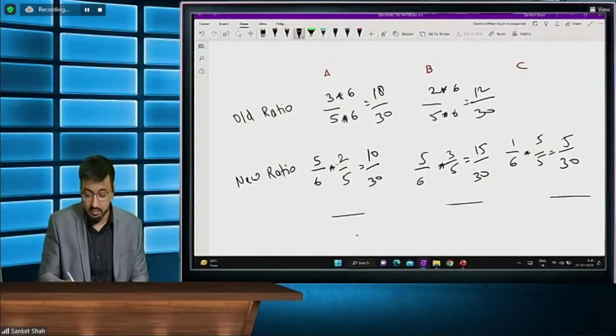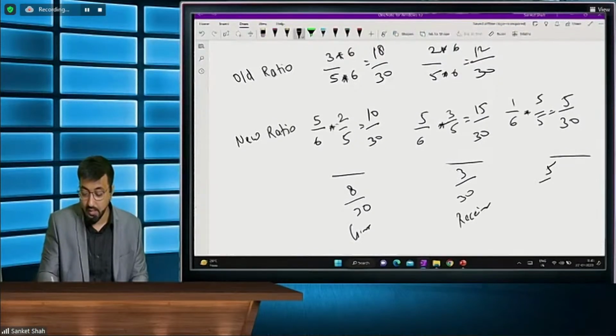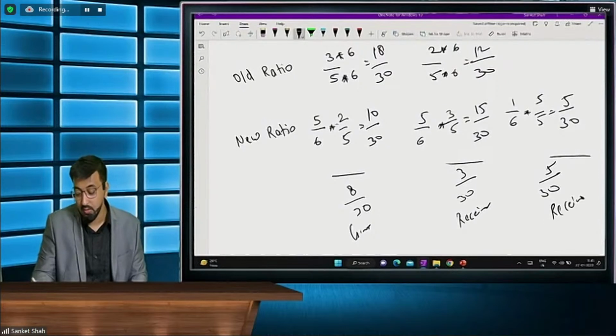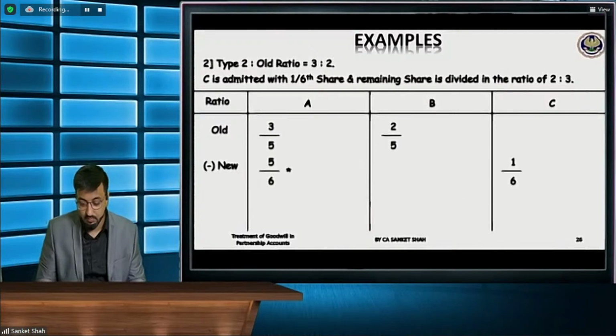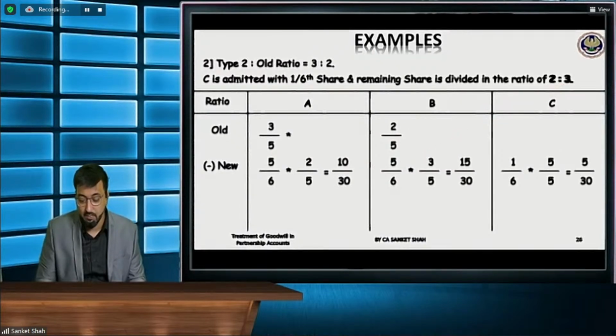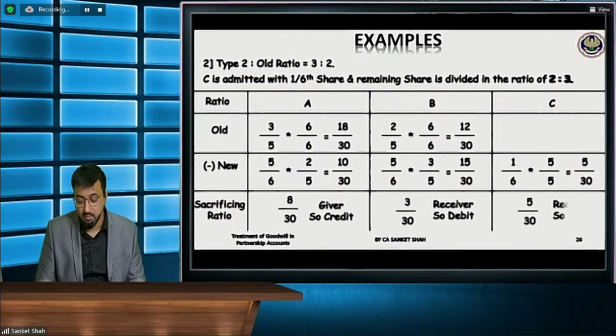So what is the sacrificing ratio? 8/30, giver. 3/30, receiver. And 5/30, he is also a receiver. So A will give 8 chocolates, but at the same time B is gaining. B is gaining, so he is not sacrificing, he is gaining, and C is also a gainer. So you can check the answer. 1/6; 2:3 means 2/5 and 3/5; 5/6, 10/30, 15/30, and 5/30; 18/30 and 12/30. Giver, gainer.